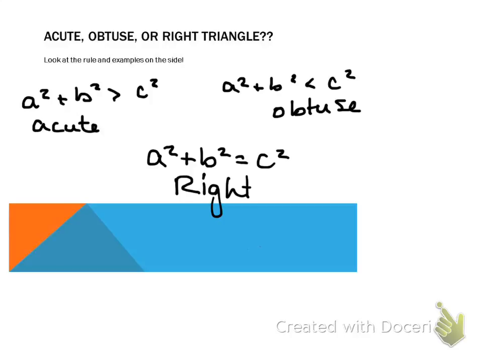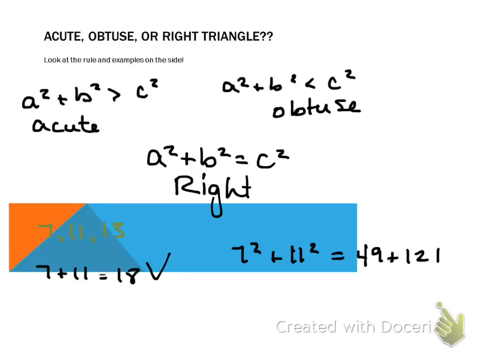So we're going to look at problems 6 and 7. For 6, we have the values 7, 11, and 13. We want to first check that it is a triangle. 7 plus 11 equals 18. 18 is larger than 13, so it is a triangle. So now we need to do 7 squared plus 11 squared, or a squared plus b squared, which is 49 plus 121, which equals 170. And then you have c squared, which is 13 squared, which is 169.